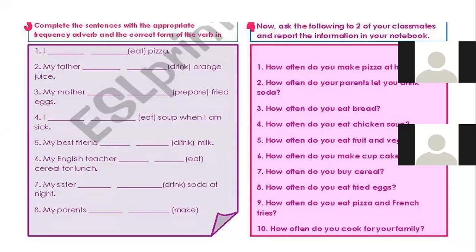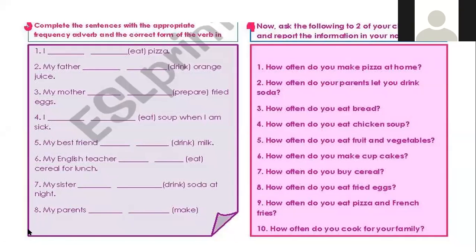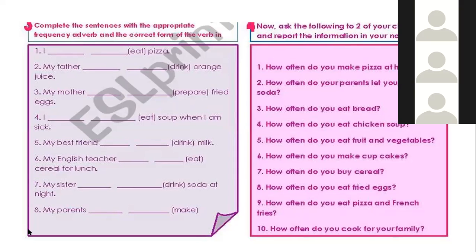Let's see. Second team. Maybe Carlos's team? Okay, Carlitos, could you please continue with your team exercise? Number four. Yes, okay, you will ask and then your classmate is going to answer. Okay, Monica. How often do you eat chicken soup? I sometimes eat chicken soup.